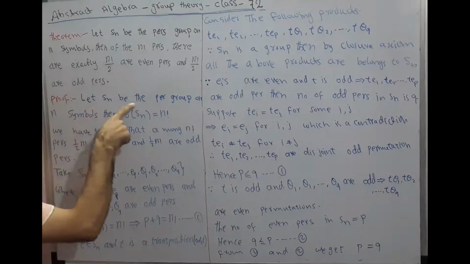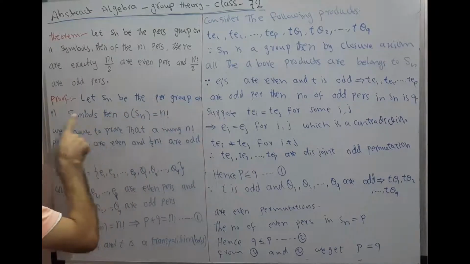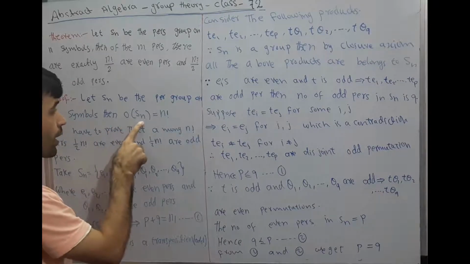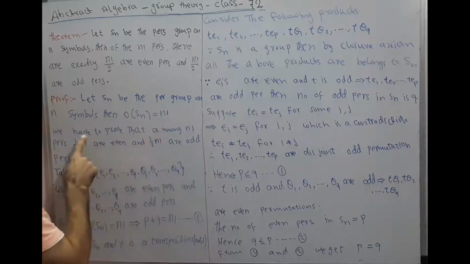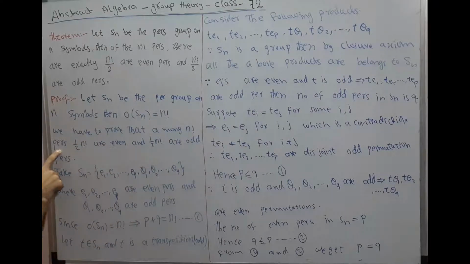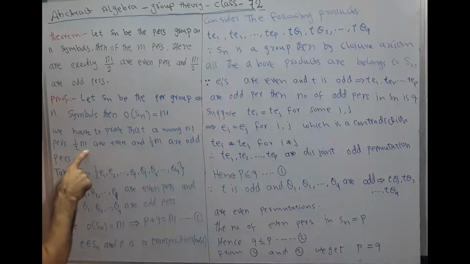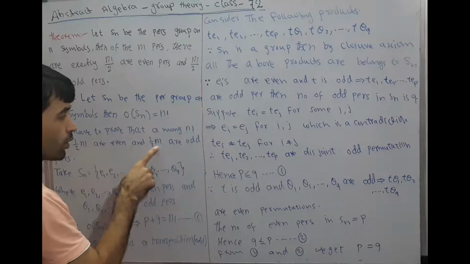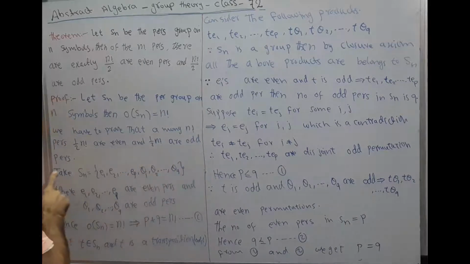Proof. Let Sn be the permutation group on n symbols, then the order of Sn is equal to n factorial. We have to prove that among these n factorial permutations, 1/2 n factorial are even, and 1/2 n factorial are odd permutations.